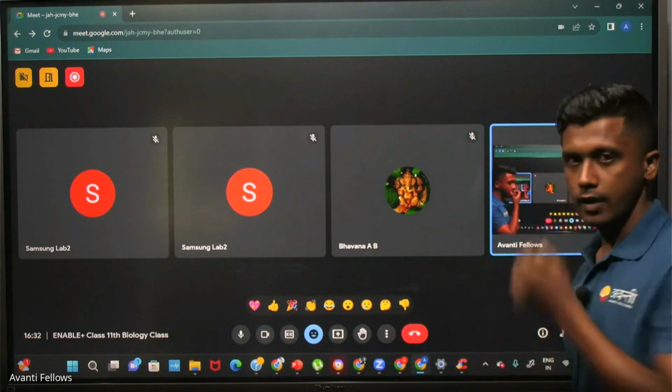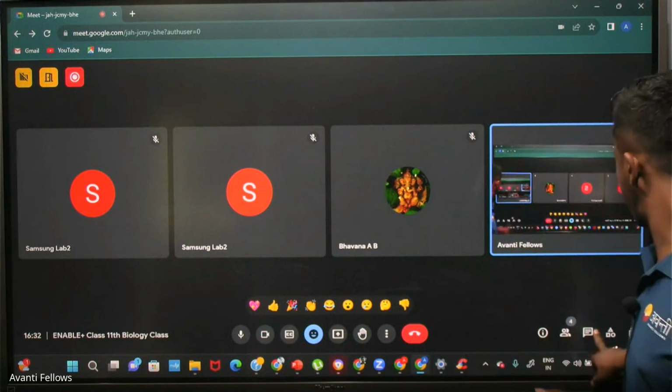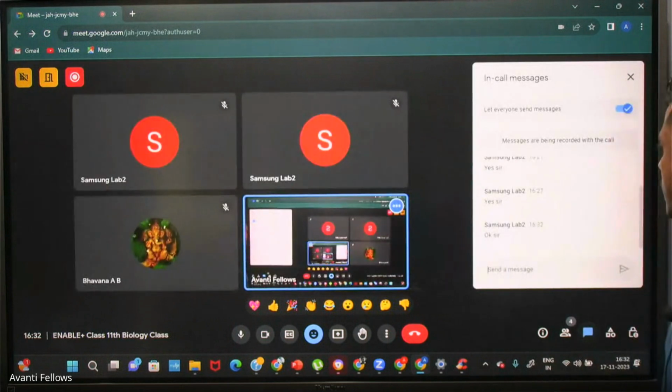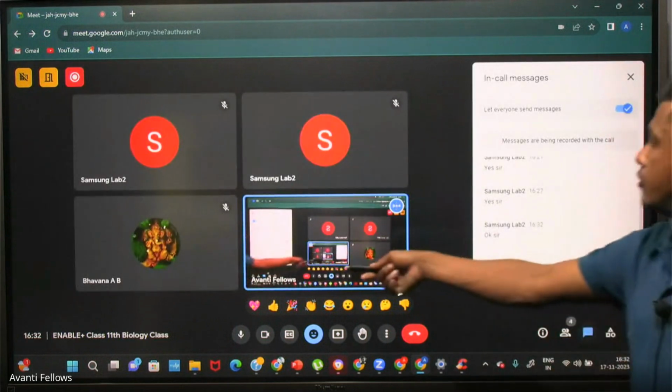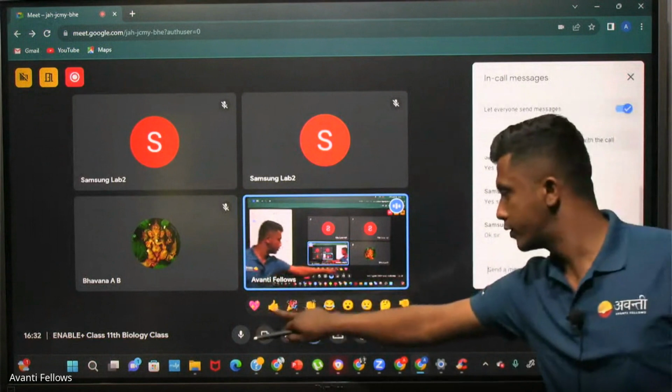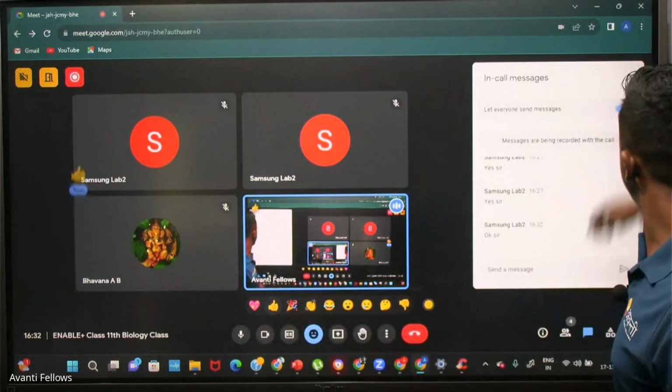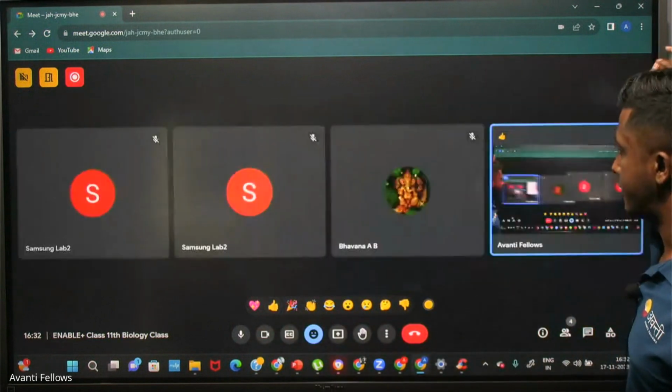Students, can you hear me? Are you there? Okay. So you don't have any doubts. You can just put the reactions. You have the emojis. You can do like this. Okay. It's simpler and it's faster.